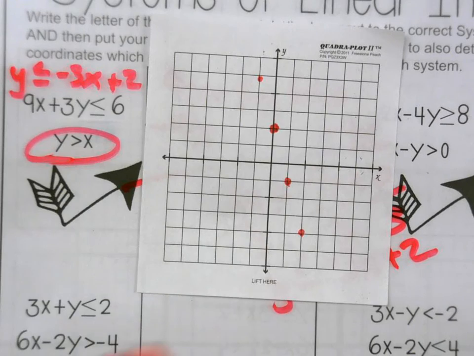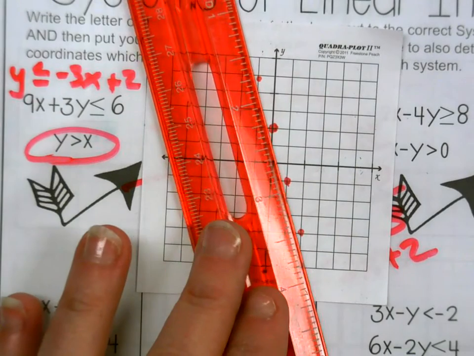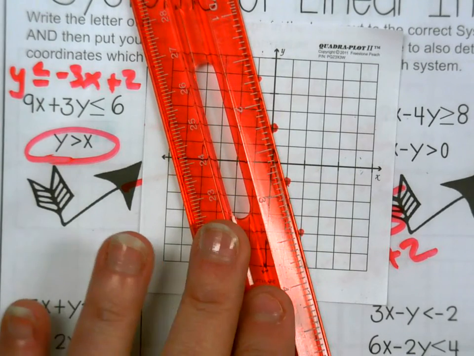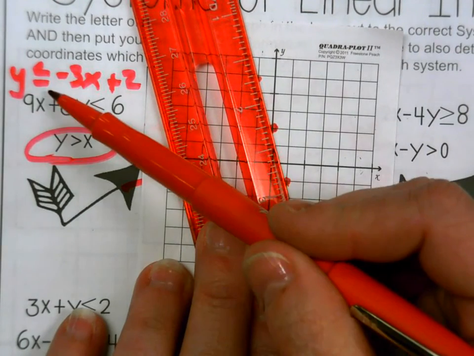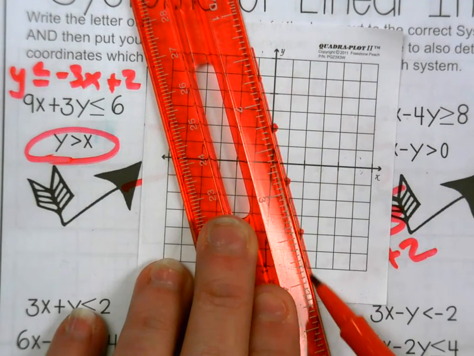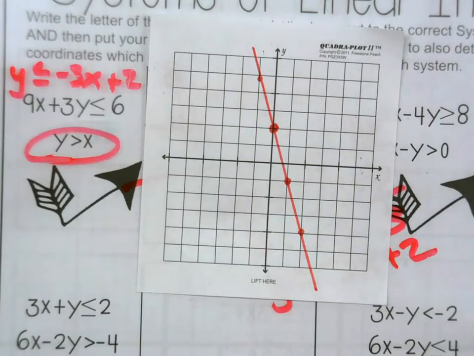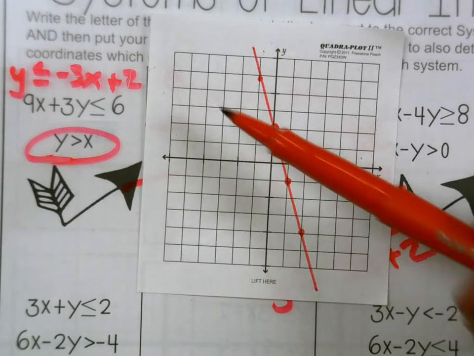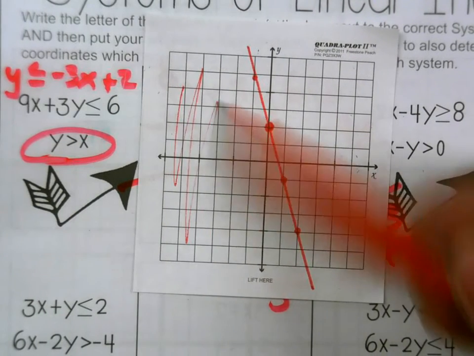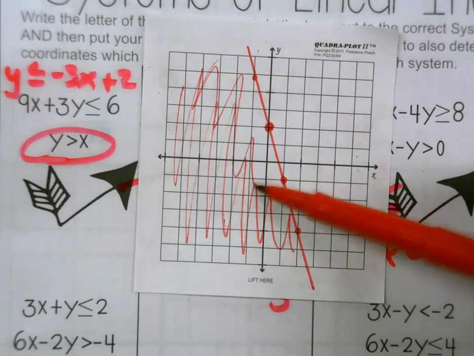Is it dotted or solid? You tell me. No, it's not dotted because it's an inequality with a line underneath it, so it's solid. Okay, which way am I going to shade? Down, toward the y-axis, yes.